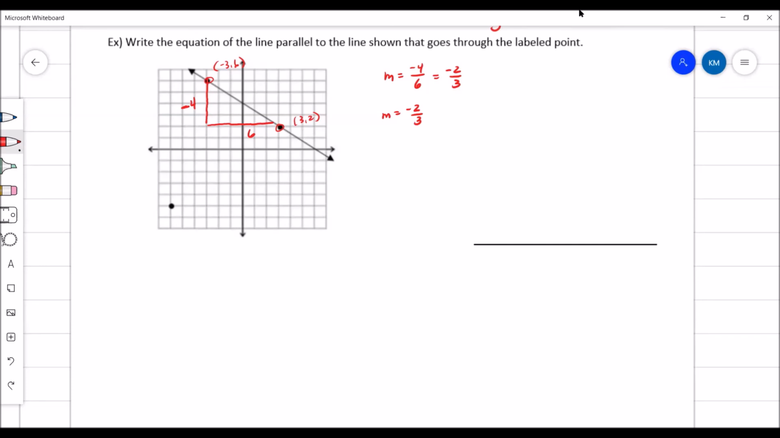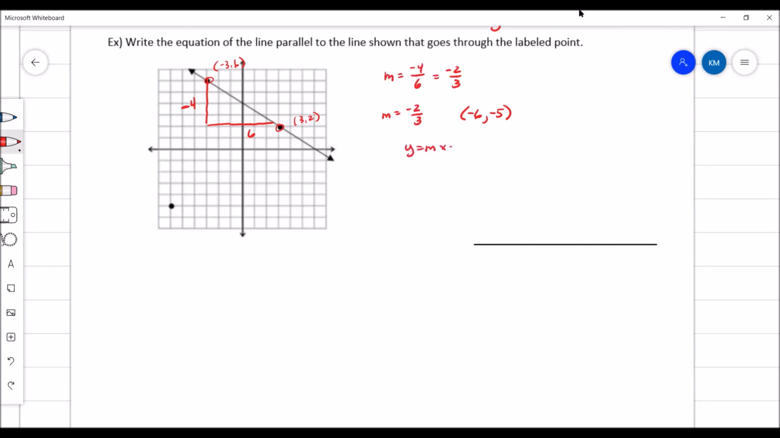Now we have to know what point does our new line go through. Well, our new line goes to the point negative 1, 2, 3, 4, 5, 6, negative 6. Negative 1, 2, 3, 4, 5, negative 5. Goes to the point negative 6, negative 5. And so now we do that whole process.